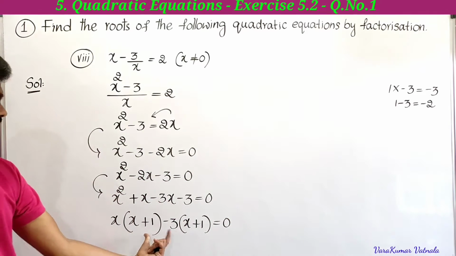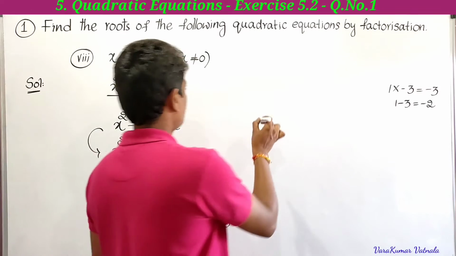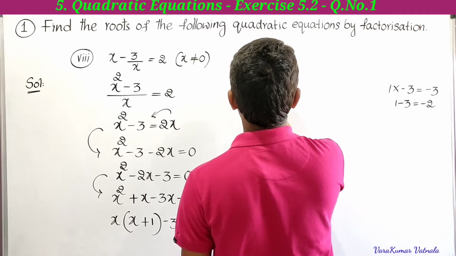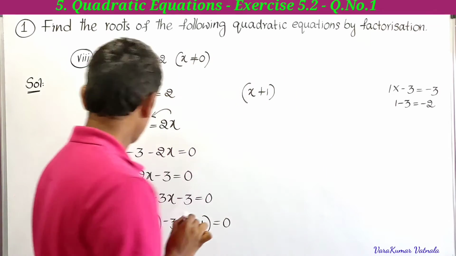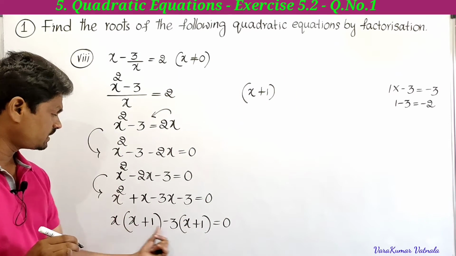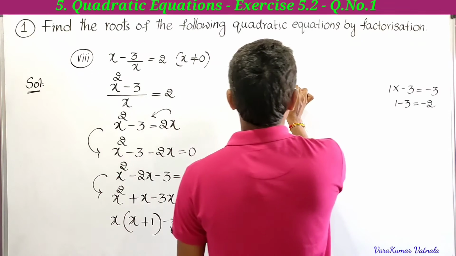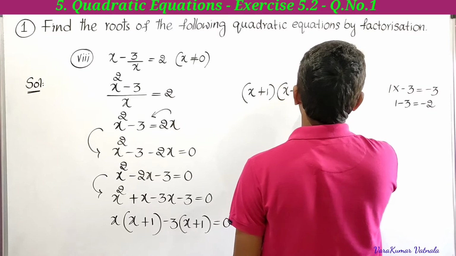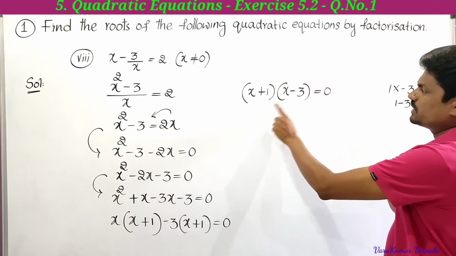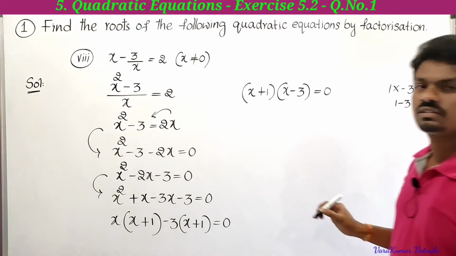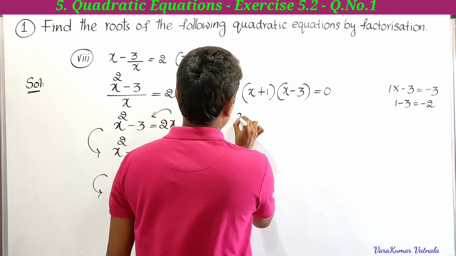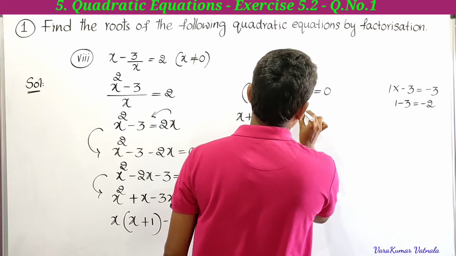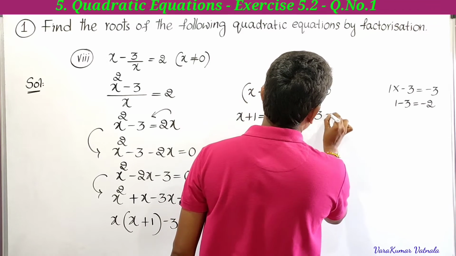So in these two terms, x plus 1 is common. So now I am writing here. So if you take x plus 1 as common, so what will be here? Here x is there, here minus 3 is there. So here x plus 1 is common, x minus 3 will be equal to 0. So either x plus 1 equal to 0 or x minus 3 equal to 0.